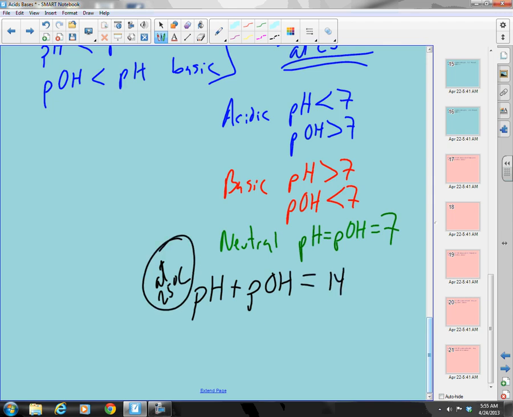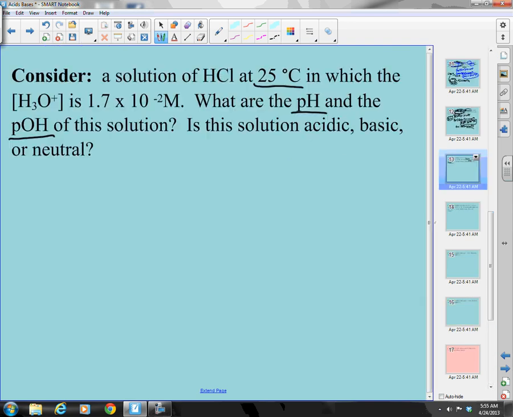So if I know pH, I can always calculate pOH or vice versa as long as I'm at 25°C. Got it? I think those are all the notes for the day. We can now bust through these questions.